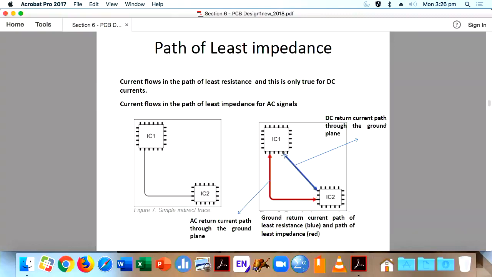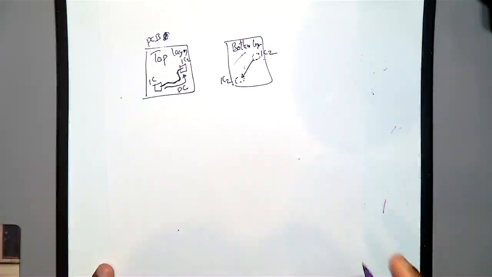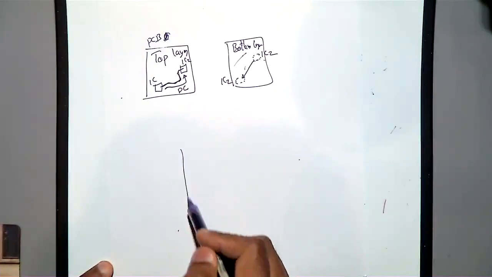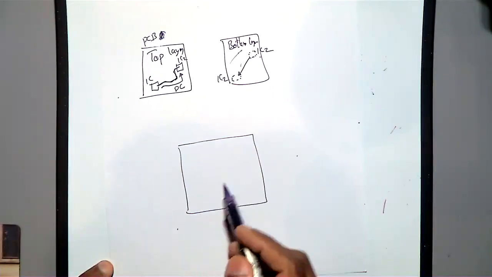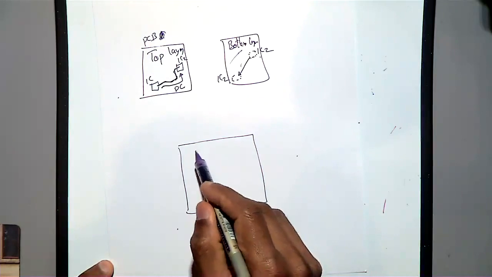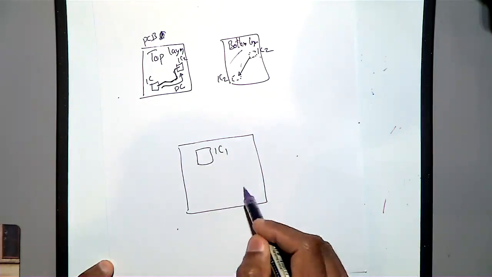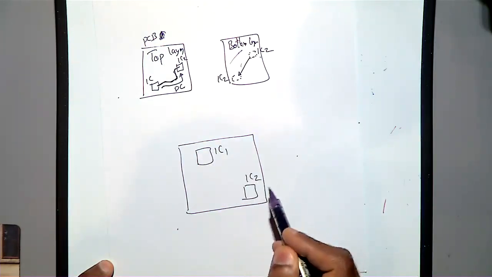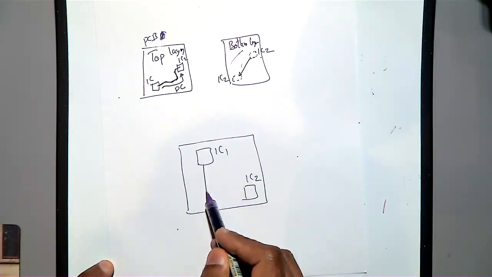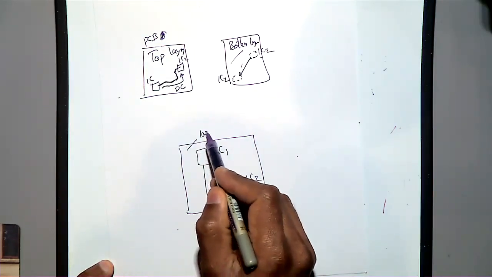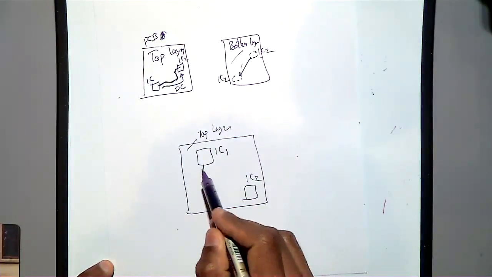Path of least resistance. So another way of explaining is, we will come back to our diagram. Maybe this is a very good way of presenting. So you got your PCB, and then this is your IC1, this is your IC2. Then this is the top layer. Then this is your copper track.